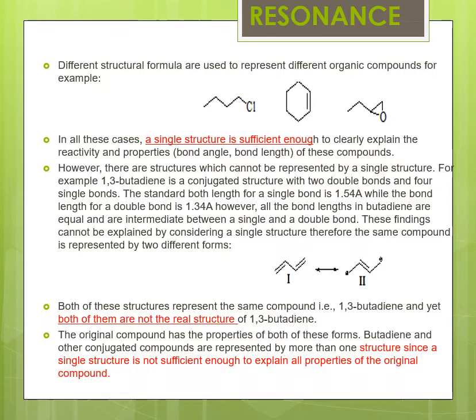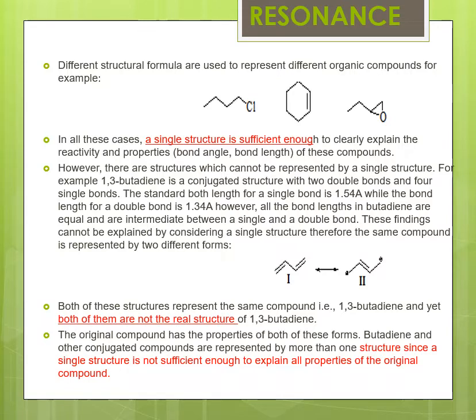However, there are certain cases in which we cannot give a single structure and explain all of its bond lengths, bond angles, etc. For example, consider 1,3-butadiene, right? 1,3-butadiene is a conjugated system. It has a double bond alternating with another double bond, the double bonds separated by a single bond, right?